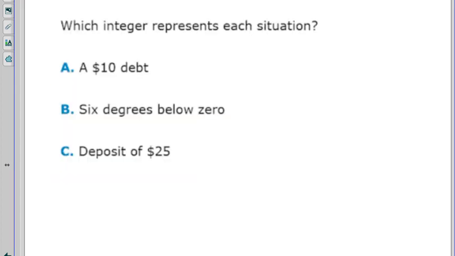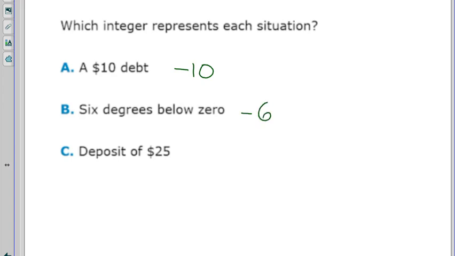Let's look at a couple situations. The first situation, you have a $10 debt. That means you owe 10 bucks. Well, 0 would be having no money at all. That's what 0 is. And if you had lots of money, that'd be positive. But if you owed it, you'd be in the negative. So that would be a -10. 6 degrees below 0, well, we know that around here, that's a -6.